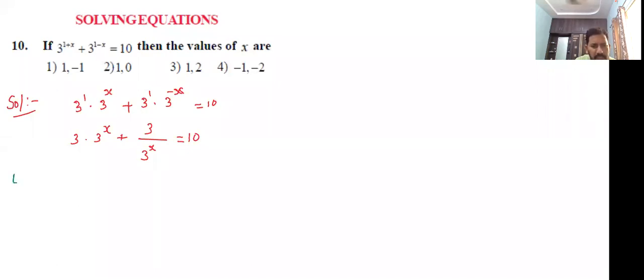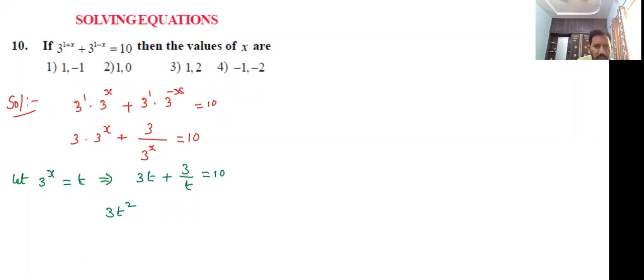let 3 power x is equal to t. Substitute here: 3t plus 3 by t, that is equal to 10. Take LCM and calculate. You will get like this, 3t square minus 10t plus 3 is equal to 0.